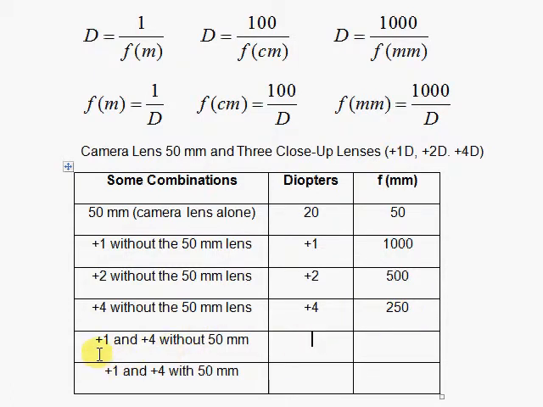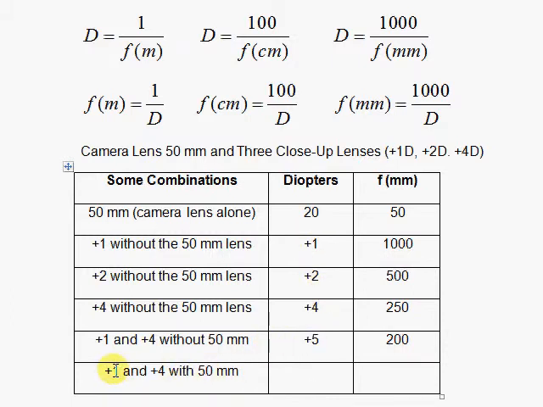In this next case, I have the plus 1 and plus 4 diopter lenses without the 50, and diopters add, so that's plus 5. These plus signs are not necessary, but they're nice to put down. In practice, you often see them included. And 5 into 1,000, 200. These aren't strong lenses compared to your original lens, but they will help when you put them on there and attach them. Because your original lens, 20 diopters, and these, are smaller values.